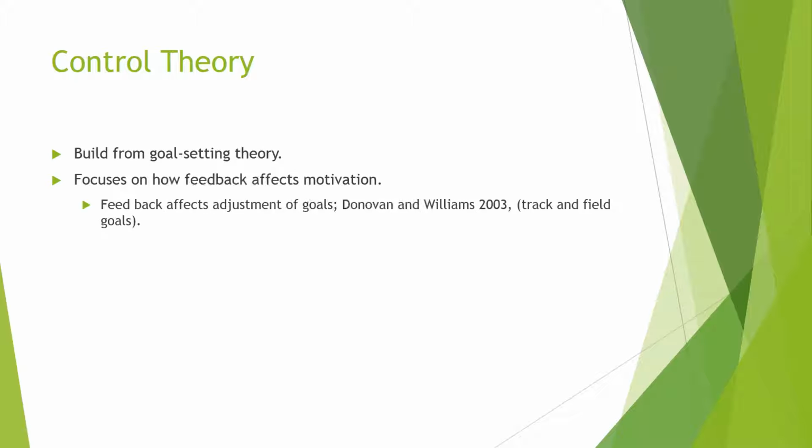Now moving on to control theory. They build from goal setting, and they focus on how feedback affects motivation. We can read more about the feedback and adjustment of goals, which was studied by Donovan and Williams, the track and field goals. This talks about how the track runners set their goals each week. It made them higher based on their performances. You can look at that more. That is discussed in full on page 210.